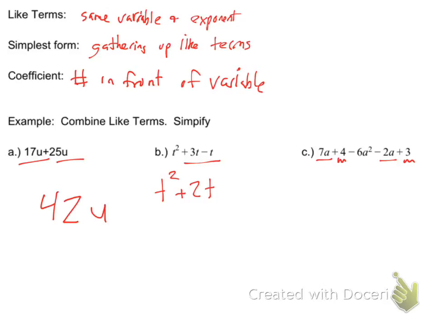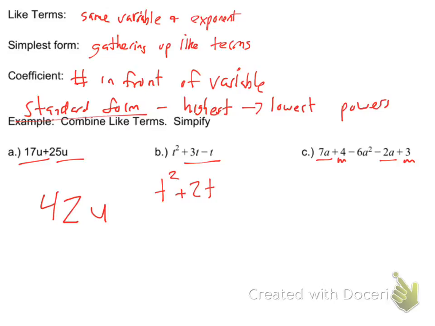Now, guys, I don't have it up here. Maybe we should put up here standard form. Standard form is highest to lowest powers, especially when they're all in the same variable. I always want to start off with the one that has the highest exponent. Which one has the highest exponent? The 6a squared. So it's a negative 6a squared. And then I'm going to go to the next one, which would be a. I have 7 of them, and I'm going to take away 2 of them. How many do I have? I have 5 of them, and what we're talking about is a's. And 4 plus 3, 7. You're good to go.